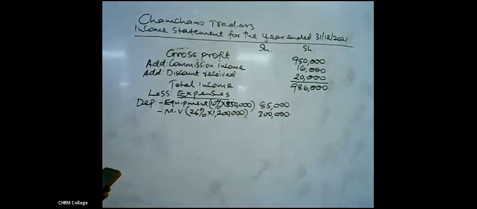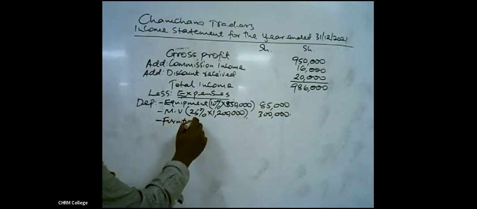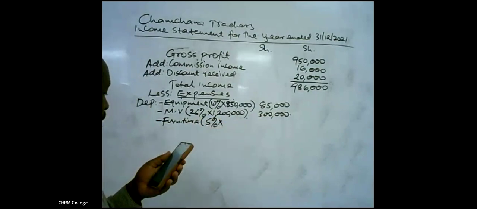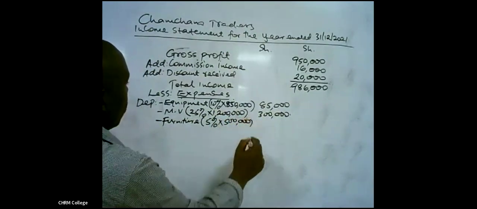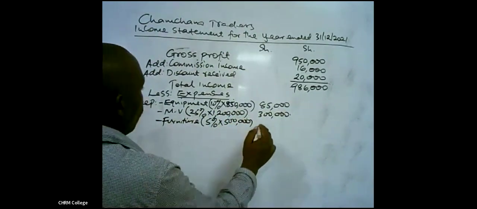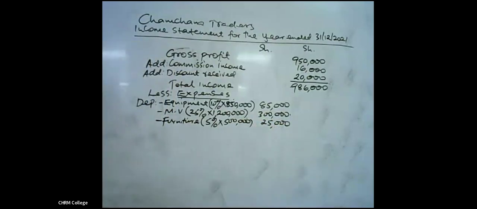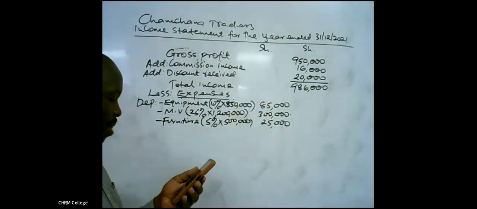Then we are told about furniture, which is 5% times the cost of the furniture, which is 500,000, which is equal to 25,000. 5% of 500,000 is 25,000. We are dealing with additional information number one. So that is what we are shown so that we can calculate the depreciation expenses.